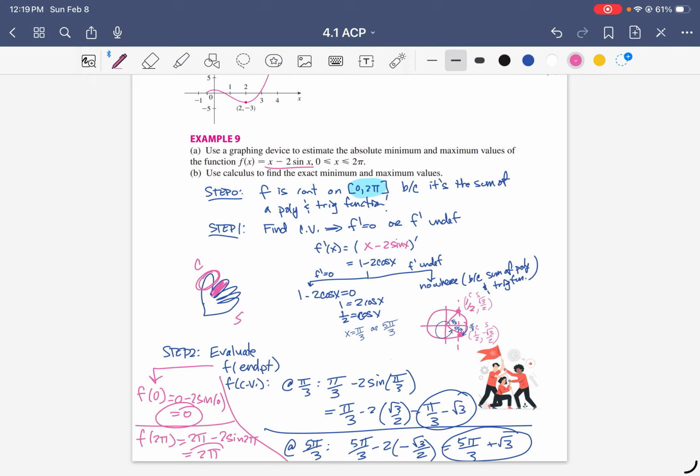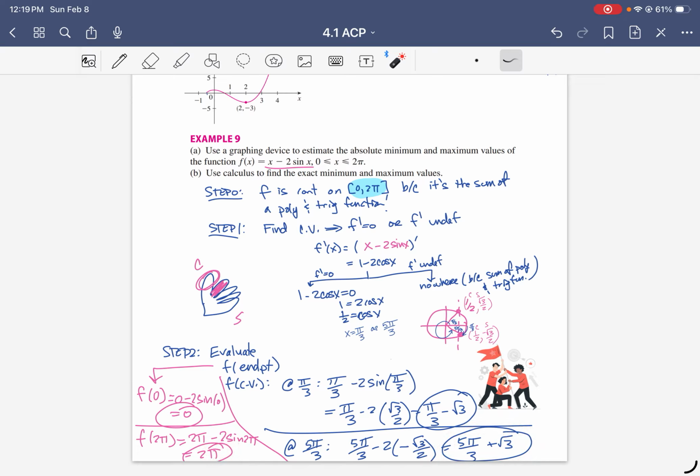So now I have to compare 0, 2 pi, pi over 3 minus the square root of 3, and 5 pi over 3 plus the square root of 3. So I think it's pretty clear. Should it be really clear that this is close to 2 pi, but I add even more? So this is going to be bigger than this guy or this guy, right? So this is not going to win for the biggest. I think this one's winning so far.